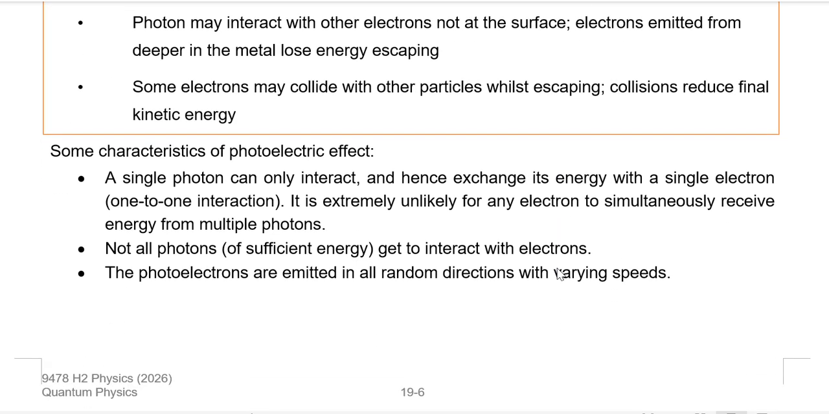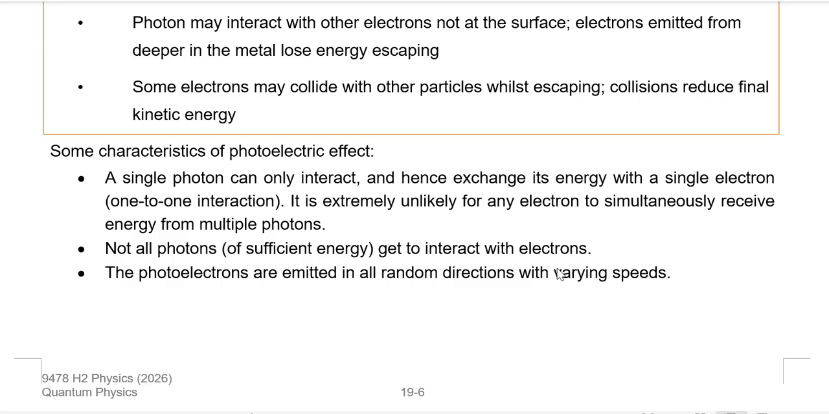Some characteristics of the photoelectric effect. A single photon can only interact with, and hence exchange its energy with, a single electron. So it's a one-to-one interaction. What this means is that one photon must be absorbed by one electron. It is also very unlikely, and we take it that it does not happen, that an electron simultaneously receives energy from multiple photons. Because the metal is supposedly so big, one photon will likely only hit one electron, and the electron is unlikely to ever receive two photons. In fact, we consider this never happens.